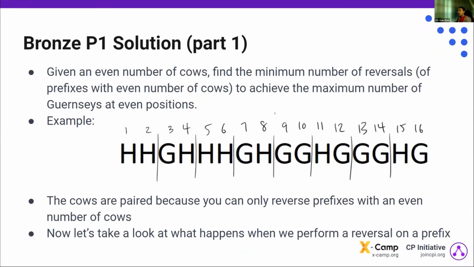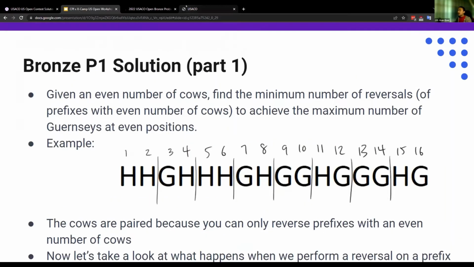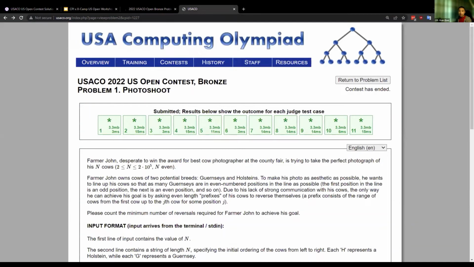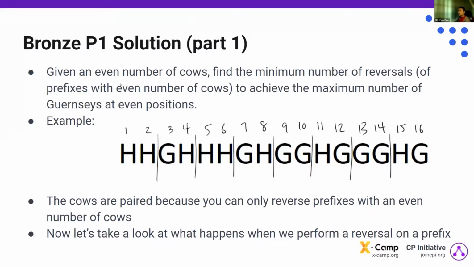I'll be explaining the first bronze problem of the USACO Open contest, and I'm going to give you guys the link so that you can see the problem. Even if you haven't read it, I'm going to summarize it quickly. The problem statement wants you to compute, given an even number of cows, the minimum number of reversals of prefixes with an even number of cows to achieve the maximum number of Guernseys at even positions.